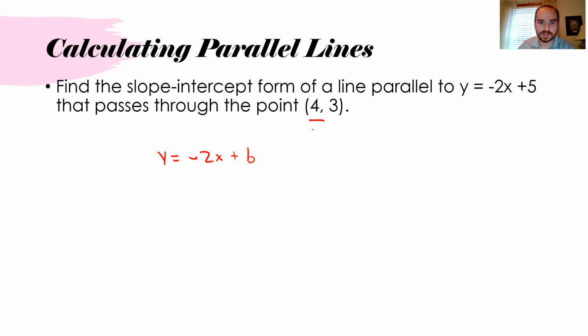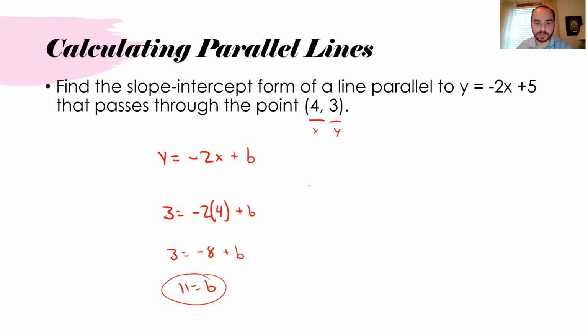So 4 is our x, 3 is our y. So we say 3 equals -2 times 4 plus b. That means 3 equals -8 plus b. We add 8 to both sides, and we get 11 equals b. So now we know what our b is, and we just write out our formula like this. y equals -2x plus 11. And that is our slope-intercept form of this line.